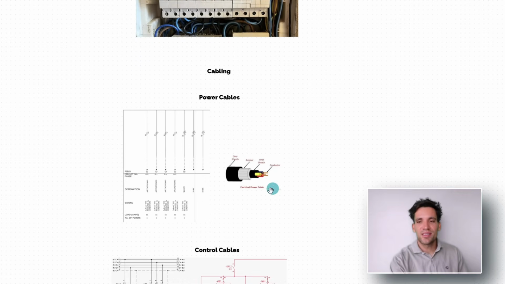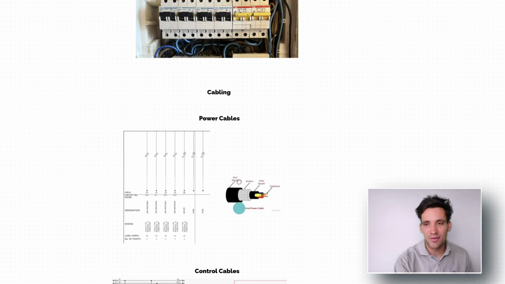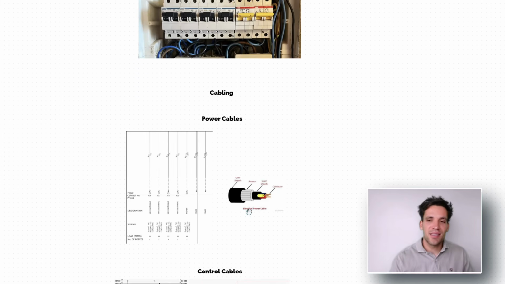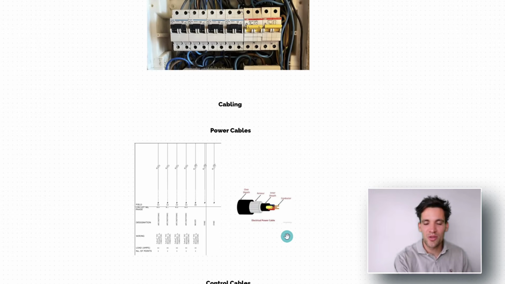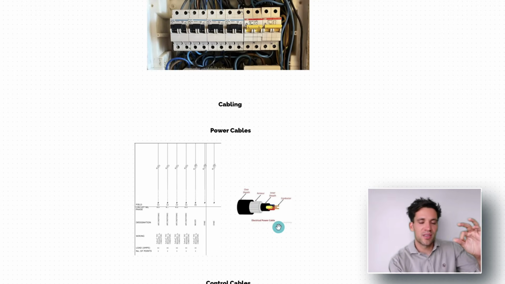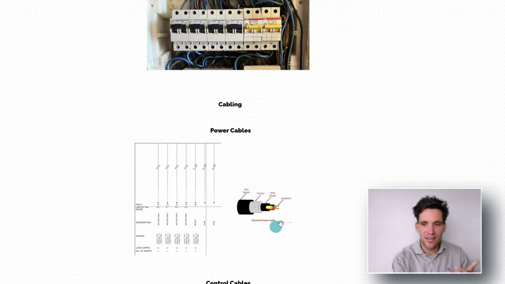Now, connecting all this stuff together, we obviously have cabling. All the cabling in a building, or 99% of it, is going to be insulated copper or aluminium cable. This is where you have the actual copper core of the cable, which is carrying the current. Then you have some sort of plastic insulation around it, or you might have armored cables where they have a sort of steel wire armor protection to the cable.